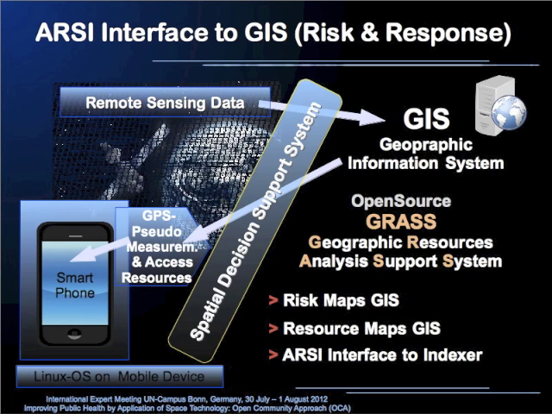Remote sensing data are pre-processed and stored in the geographic information system. It has to be open source for the open community approach, for example, GRASS, the Geographic Resources Analysis Support System. It contains the risk maps, the resource maps, and maybe also the RC interface to the indexer where public health resources or public health risk is stored and visualized with the smartphone. The spatial decision support system connects to the smartphone with the GPS location, and the GPS location provides information on invisible risks to the user or provides guidance and support for public awareness and risk mitigation strategies at the geolocation of the user. That is the summary.